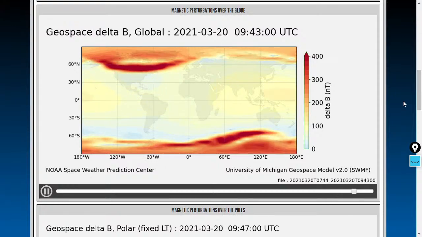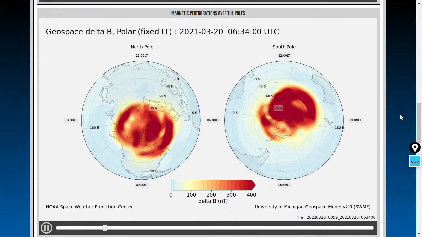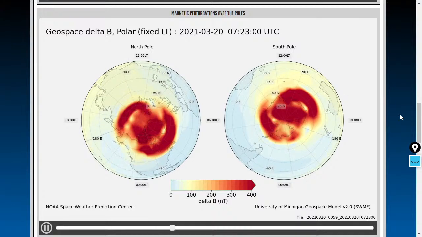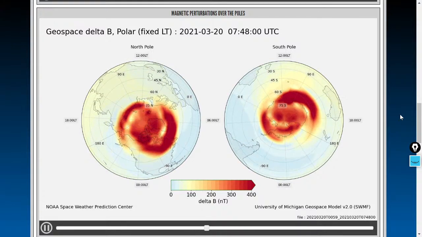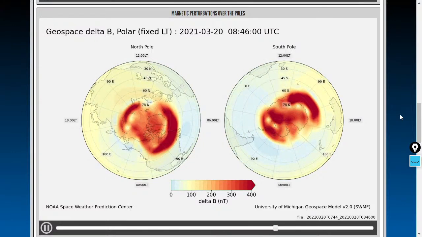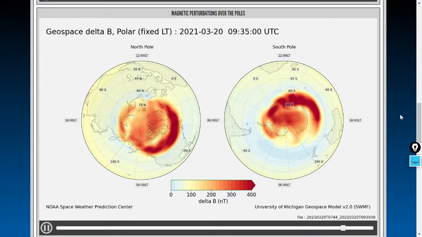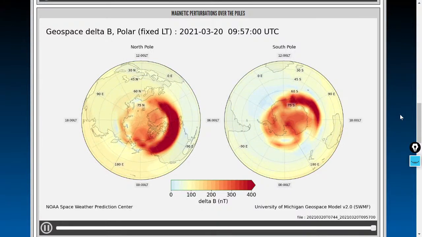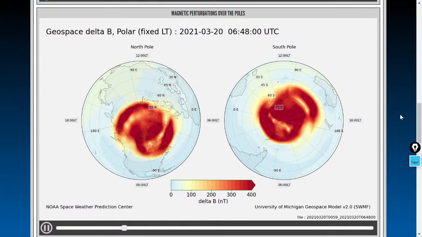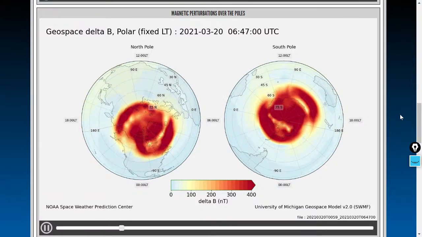And this is, by the way, geospace delta B, which are changes in the Earth's B field, which is, of course, shaped a little differently than the sun's, but nonetheless, this is showing us the magnetohydrodynamic pressure on the Earth itself, the geomagnetics. And I'll let this play through a second time here, this polar view, especially since it refreshed.